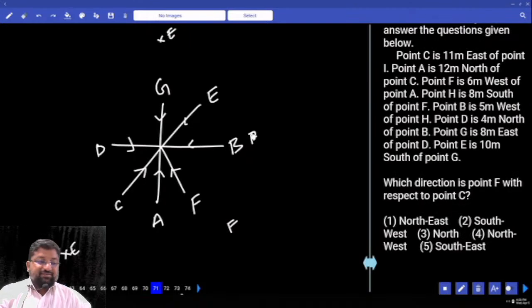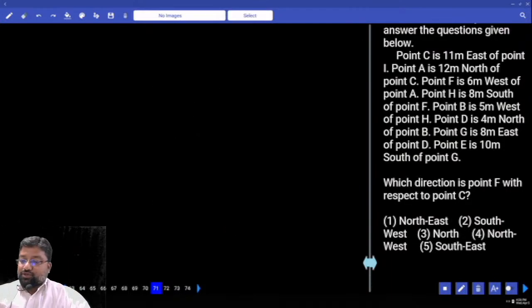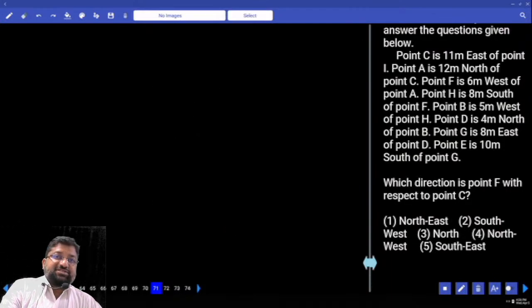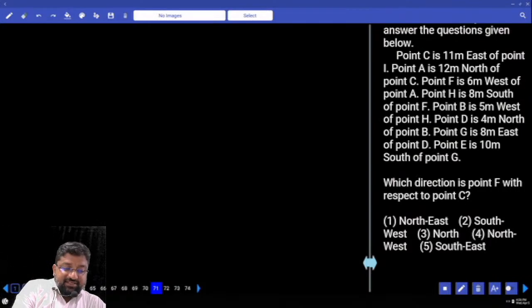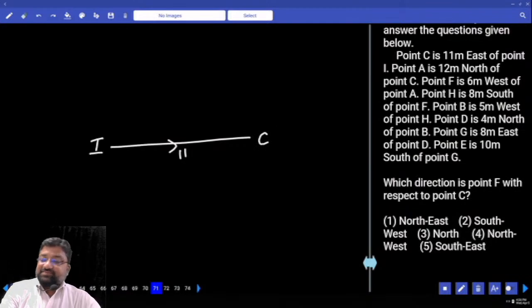71, I have a different question. Let me try to solve this question. This is on directions. Point C is 11 meters to the east of point I. If this is I, 11 meters east is C.